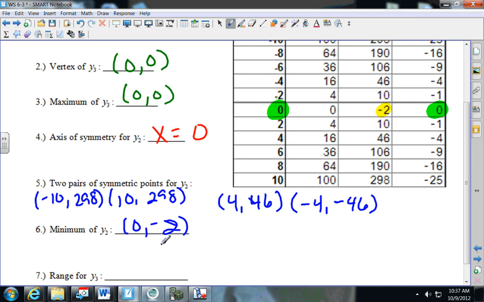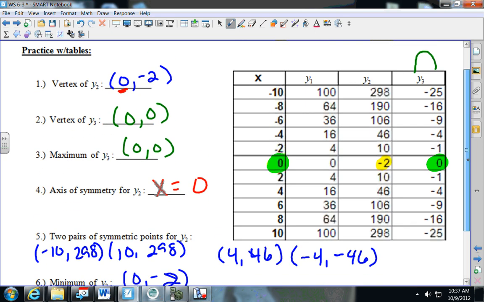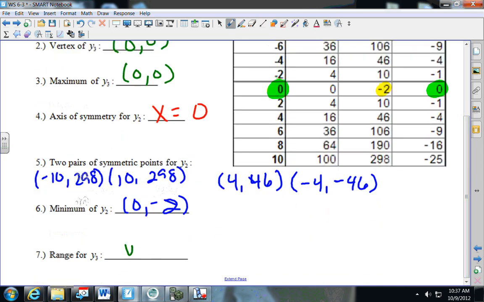The range for Y3. Y3, you notice we already said that the parabola opens downward. So we're going to have Y is less than or equal to the vertex, which is 0. Why is it less than? Because the parabola opens downward, the range starts at 0 and it's all the numbers below it.